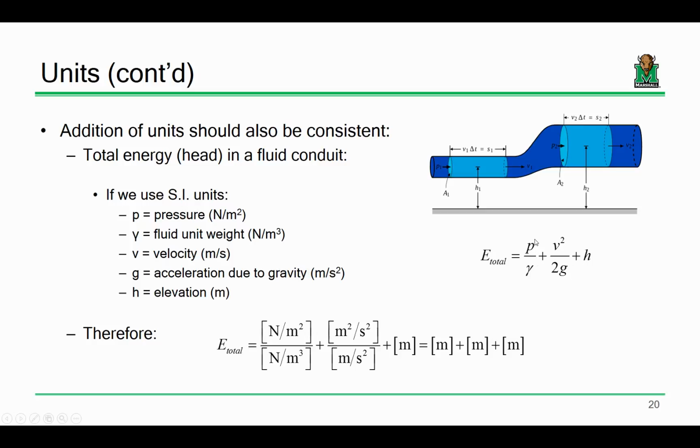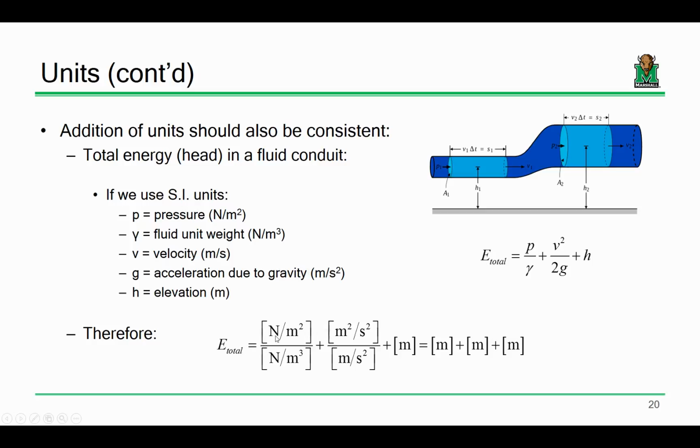Now look that each of these three terms are being added together. And for us to add them together, that means that all three of those terms have to have the same units. The easiest of these three terms to know the units for immediately is elevation, because it's just meters. But what that says is that we have to have meters for each of the other two terms as well. So let's see if that's true.